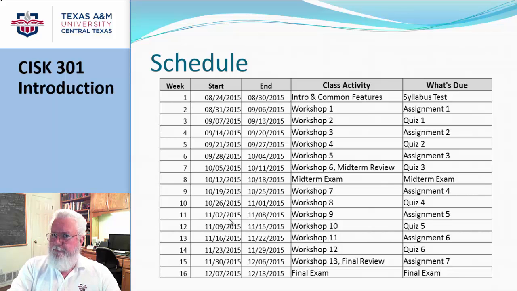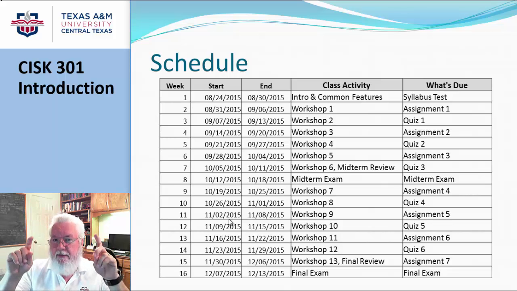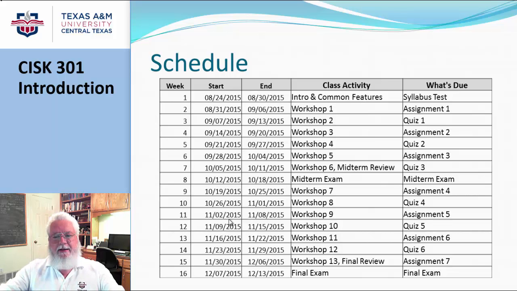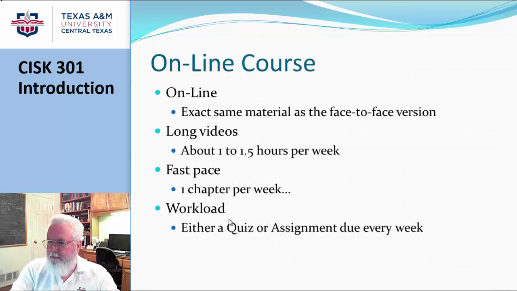This is a 16-week course. The way it works is the classes start on Monday, and everything is due the following Sunday. Now you can look at this chart and figure out immediately that something is due every single week. It could be a quiz, could be an assignment, but every single week something is due at midnight on Sunday. So just put that aside, and you just know that every single week you're going to have something to turn in, okay?